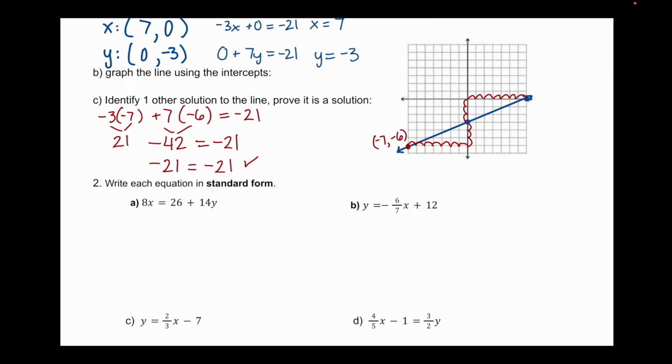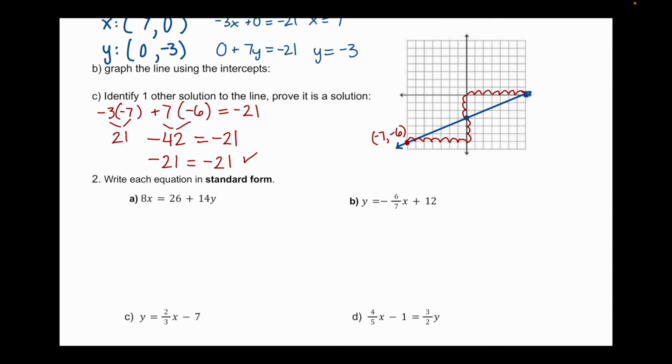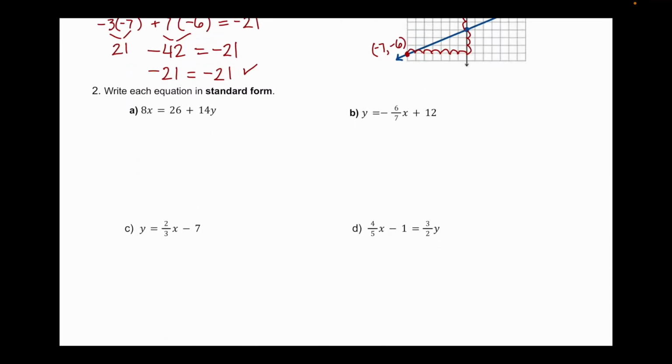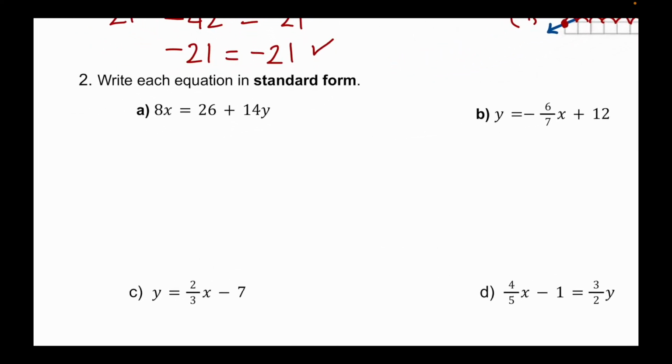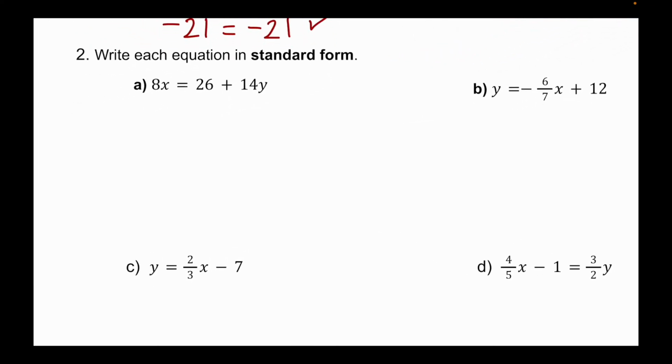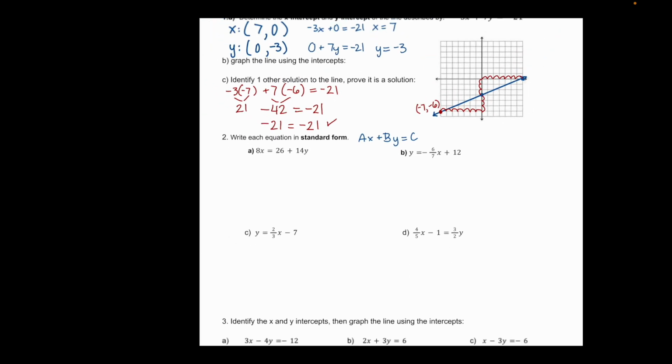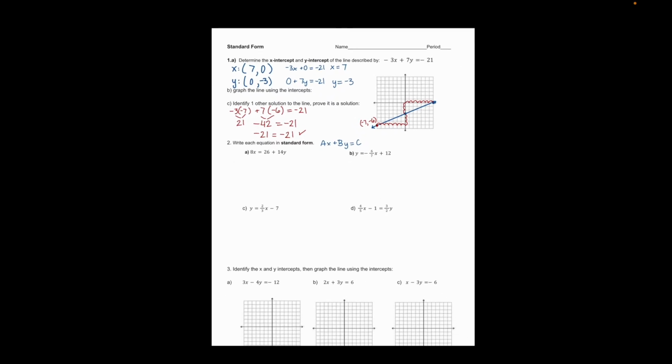That's going to bring us to question 2, which has a couple pieces here. So we want to write each equation in standard form. Now, I didn't cover this entirely in my class, but standard form is ax plus by equals c. And it basically means we have all whole numbers, and our x and y terms are on the left, and our c is on the right. Or our basic numbers are on the right.